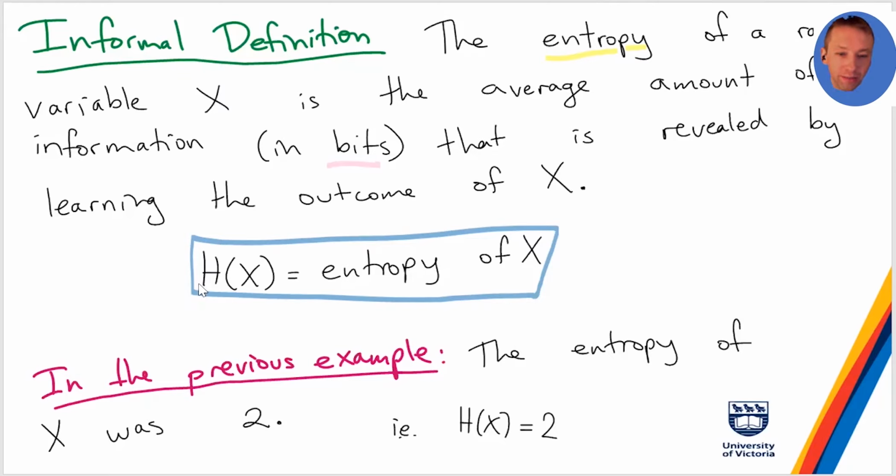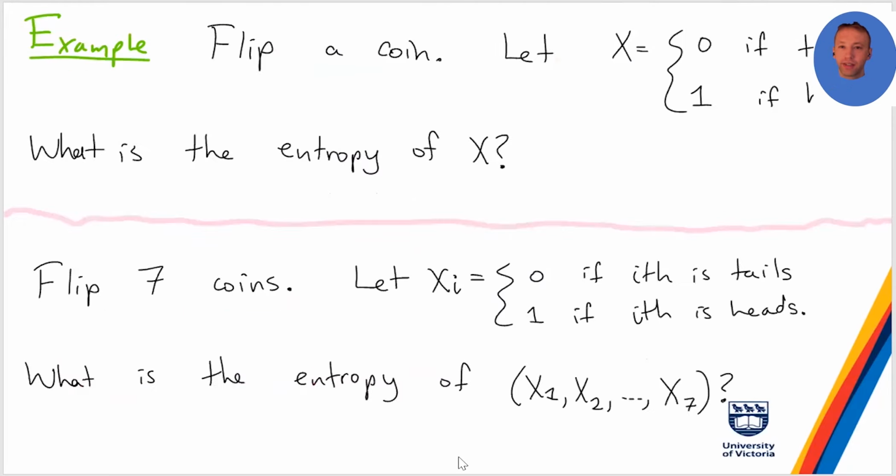So we're going to have to build up a more general kind of understanding of this. But yeah, the notation is that H(x) is the entropy of x. So in the previous example, the entropy was 2, so we would write H(x) = 2. Let's think of a different example.